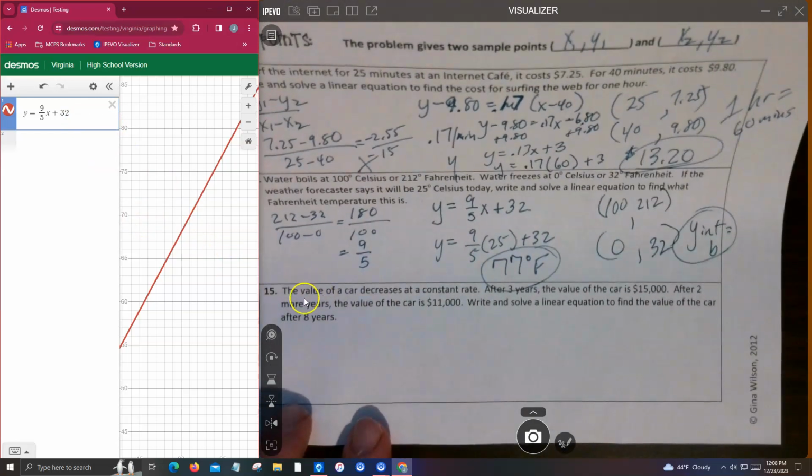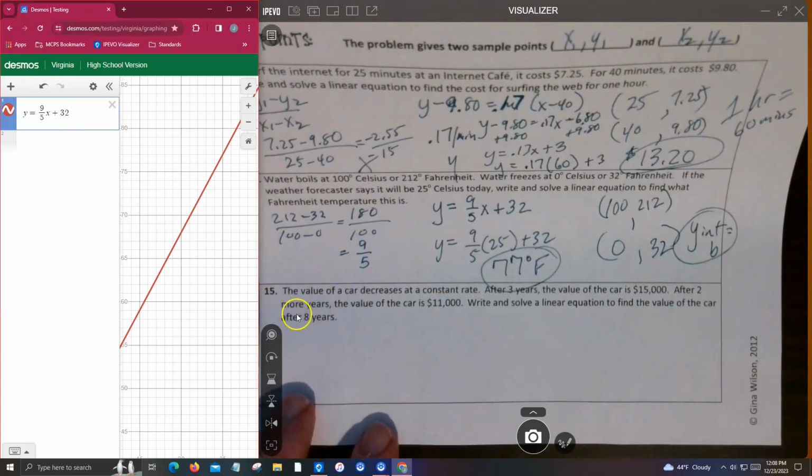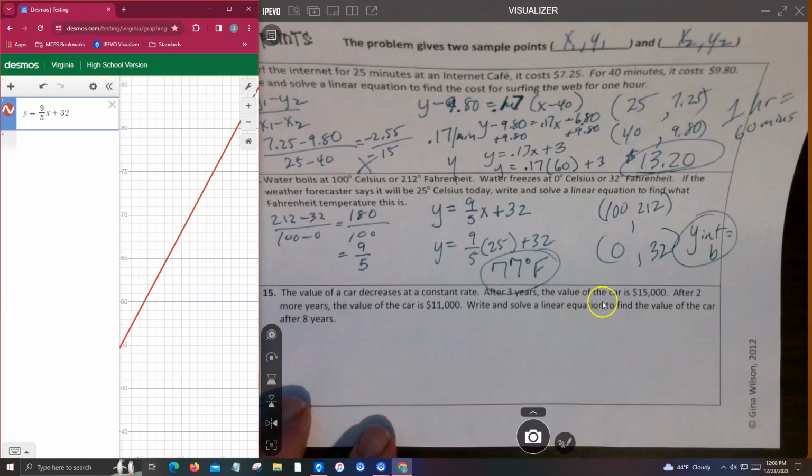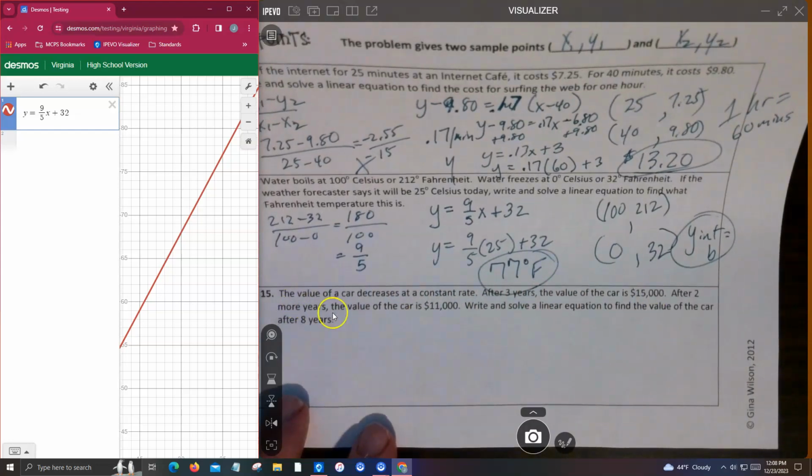All right. Okay, last one. We're up to 9 minutes, so let's do this one as quickly as we can. This is a decrease one, so we got a negative going on. The value of a car decreases at a constant rate. After 3 years, the value is 15,000. After 2 more years, the value is 11,000. Write the value of the car after 8 years.